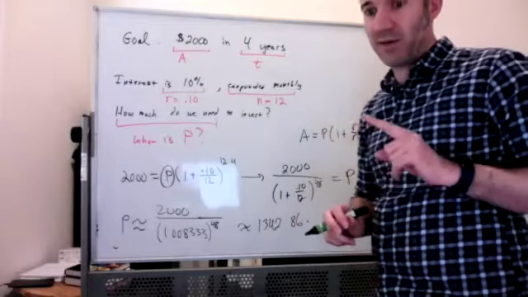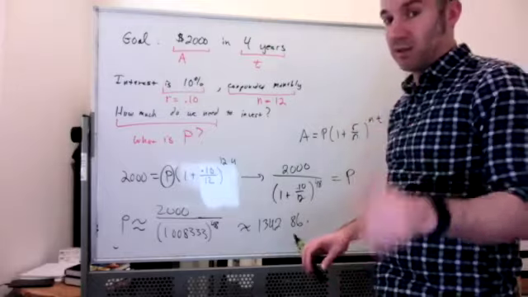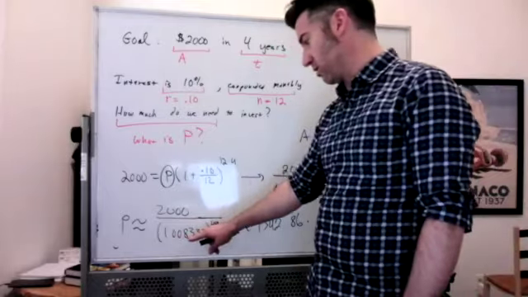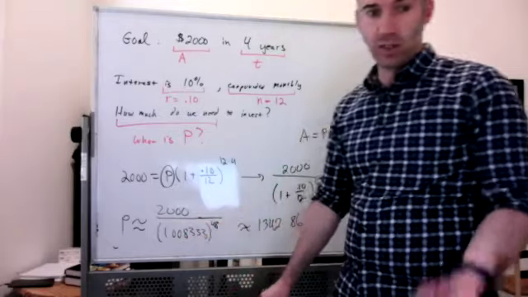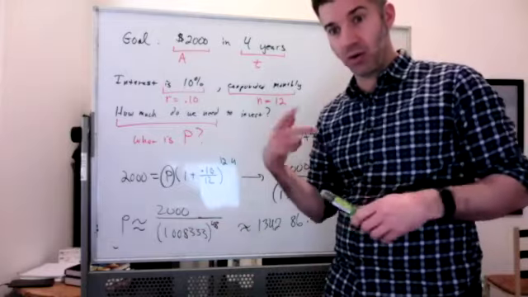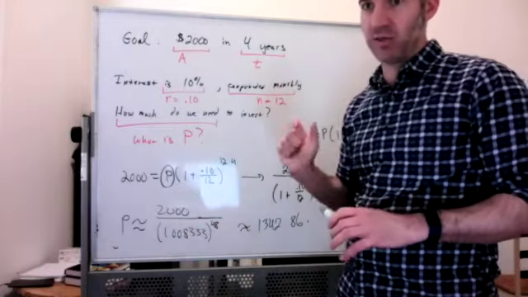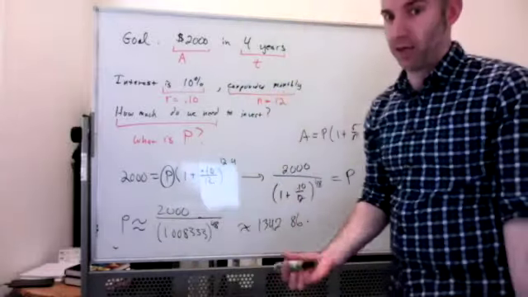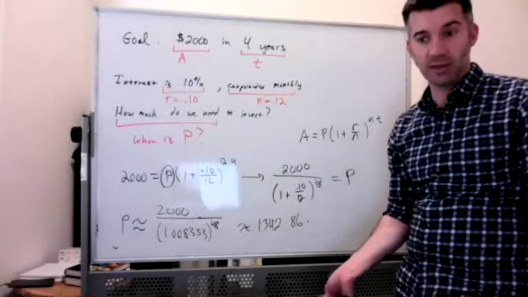Which is a slightly different number than I have in the notes, because in the notes I actually used the decimal approximation 1.008333 instead of using 1 plus 0.10 divided by 12. So if you use a decimal approximation earlier on, it'll slightly change your final approximation. It's not a big deal. I'm not going to worry about it if your answers are a couple cents off from someone else's answers.